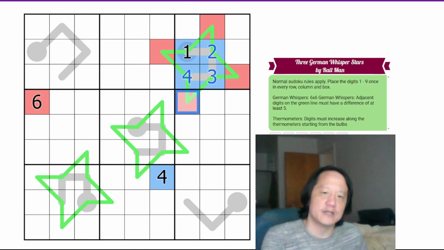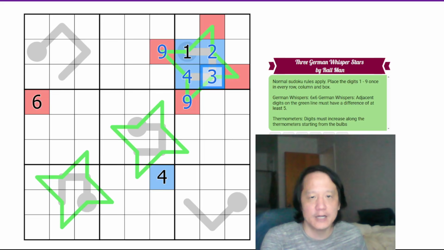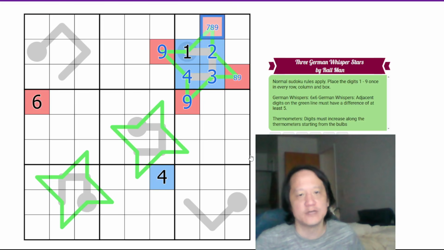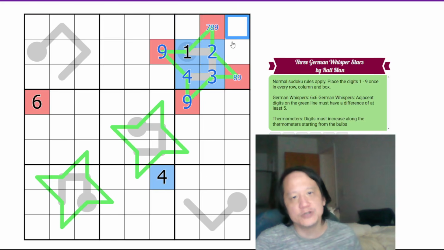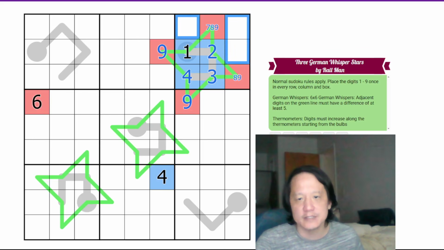4 can only be next to 9 on a Whisper 5 line, so this must be 9 and 9. 3 can be next to 8 or 9, so this could be 8 or 9 here. 2 could be next to 7, 8, or 9, so this is 7, 8, or 9 here. We also know the rest of this box cannot contain low digits, because we have all 4 accounted for, so these must be high or 5 here.